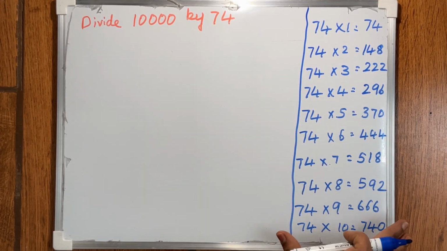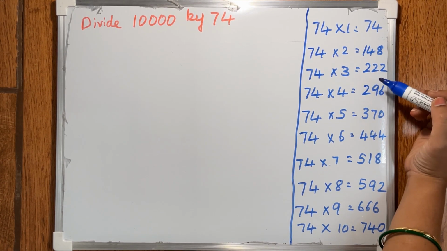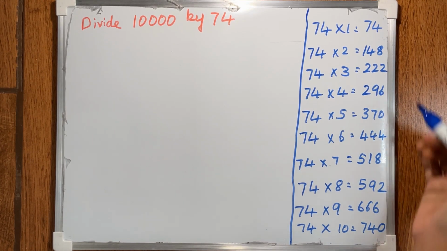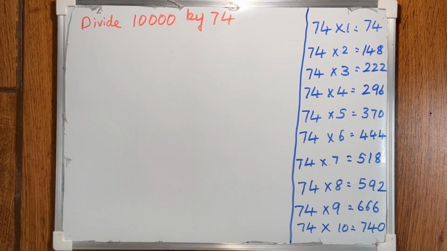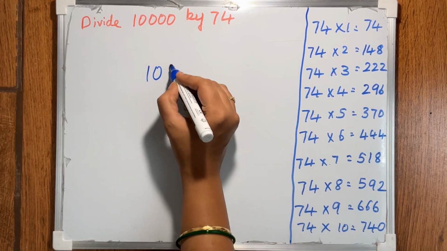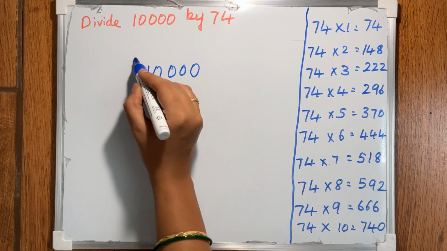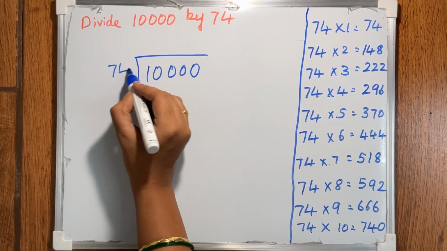If you follow this method, you can divide any large numbers easily and quickly. You may take time to write the table chart, but if you follow this method, you will be solving any type of large number division. Now let's solve 10,000 divided by 74.